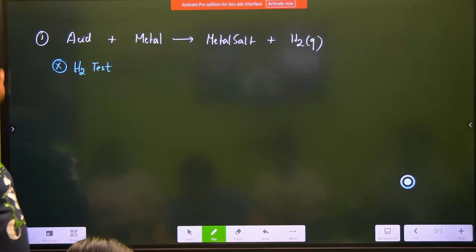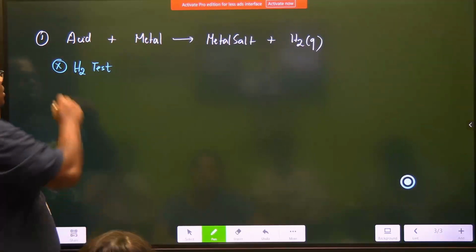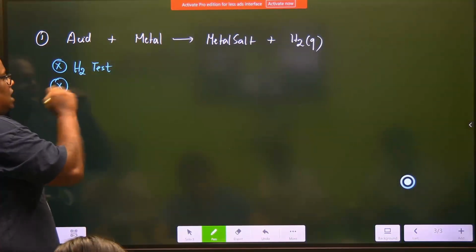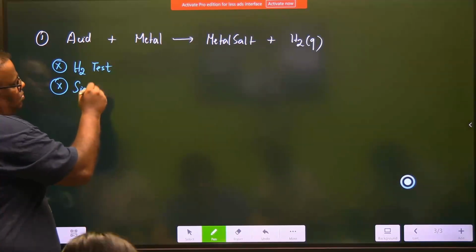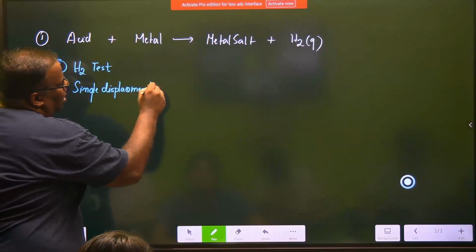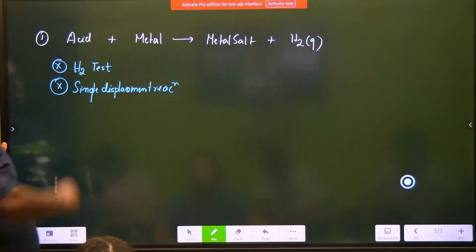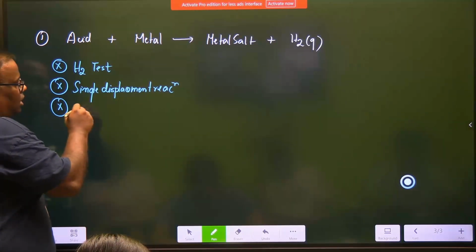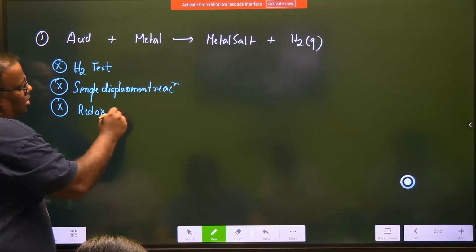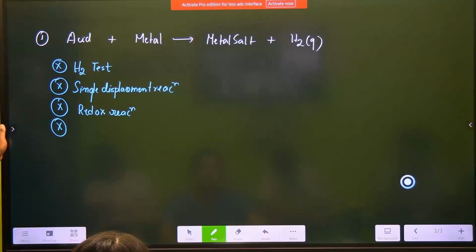Tell me, children, do you know what the H2 test is? Bring a lighted matchstick near the hydrogen evolution. You will always see a pop sound, the matchstick will burn with a pop sound, okay? The flame will go. This can be asked to me as an example of a single displacement reaction. So many questions can be combined. Single displacement reaction, right? This can also form a part of redox reaction.